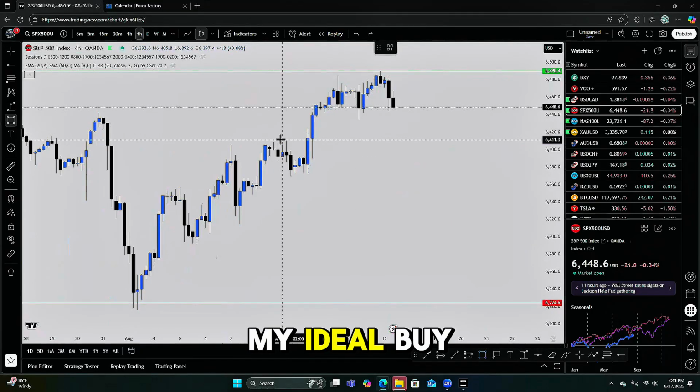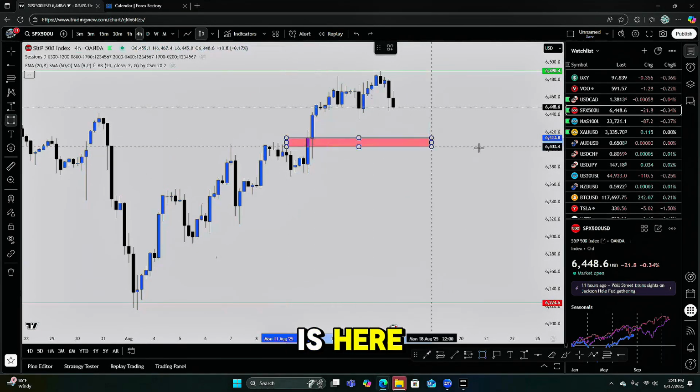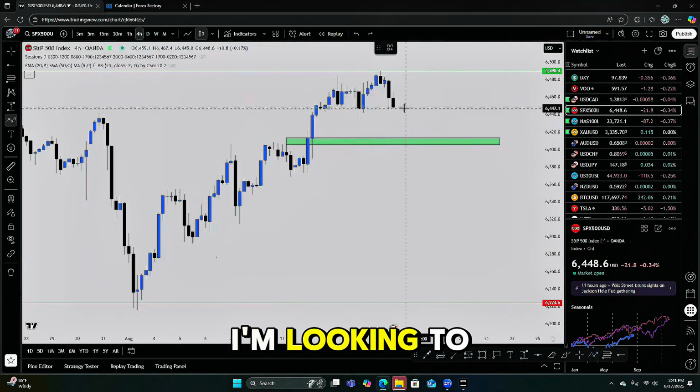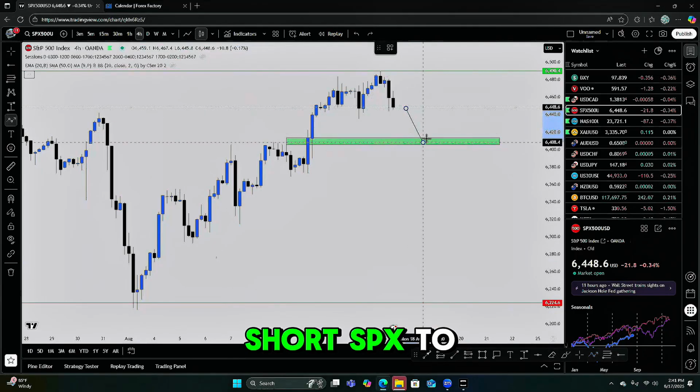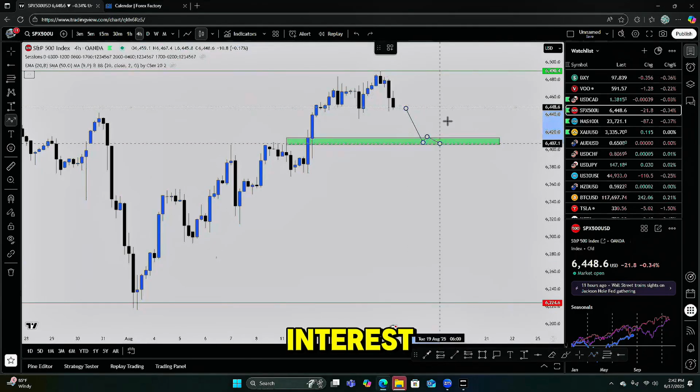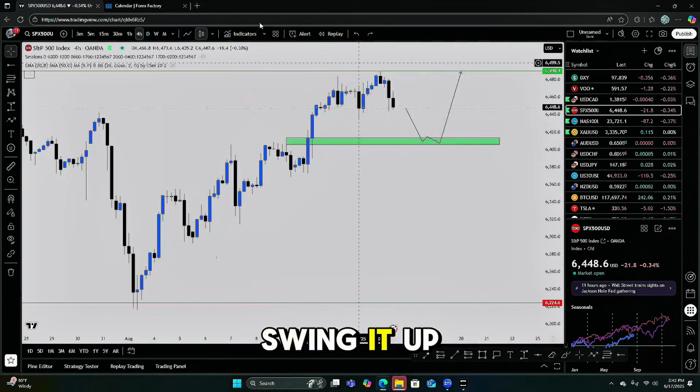My ideal buy is here. I'm looking to buy here. I'm looking to short SPX to this area of interest and then just swing it up.